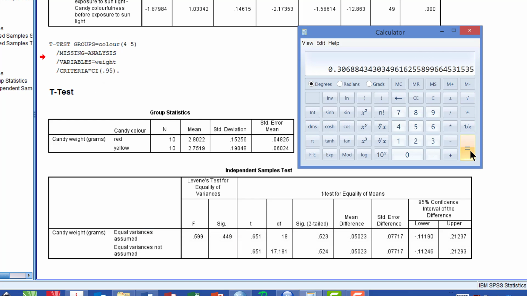So in this example, Cohen's d is 0.31, which is closer to 0.2 than it is to 0.5, so we would say that the effect is small. This concludes the presentation of how we calculate Cohen's d from SPSS output.